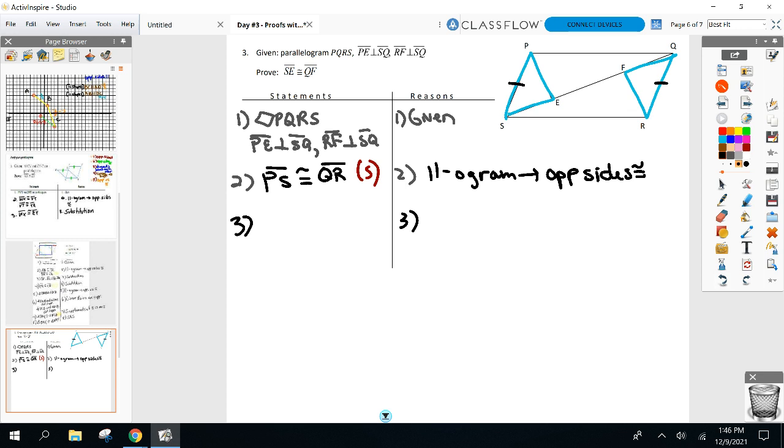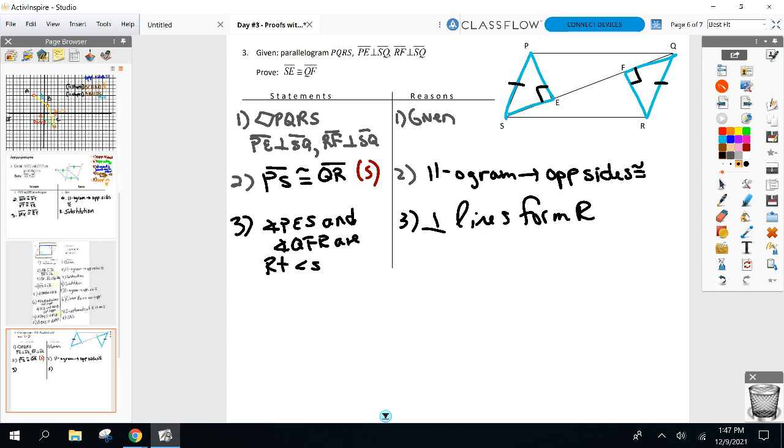You could do angle PES. Yep, to RFQ. Yep, that's going to take 2 steps, though. Not right away, though. Yes, everybody, it's going to take 2 steps to say they're congruent. Step 1, saying they're right angles. PES and QFR, right angles. Perpendicular lines form right angles.